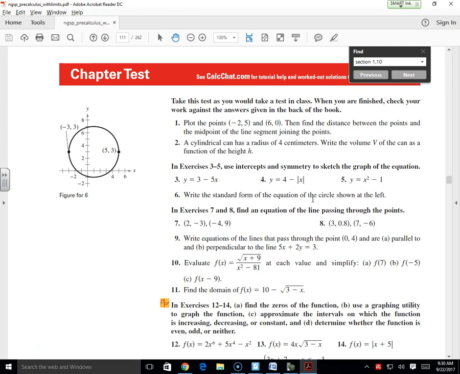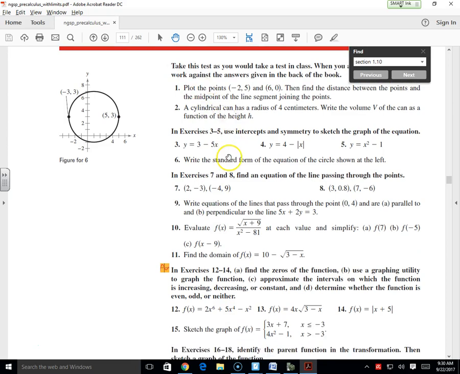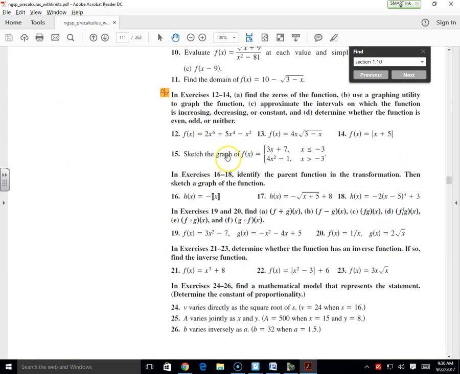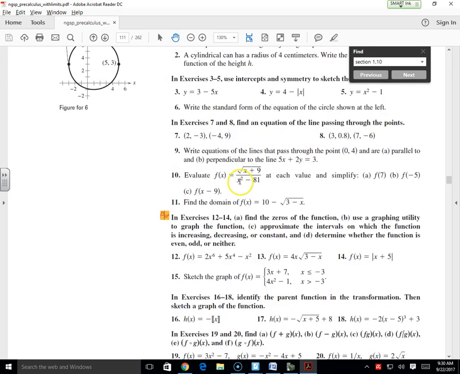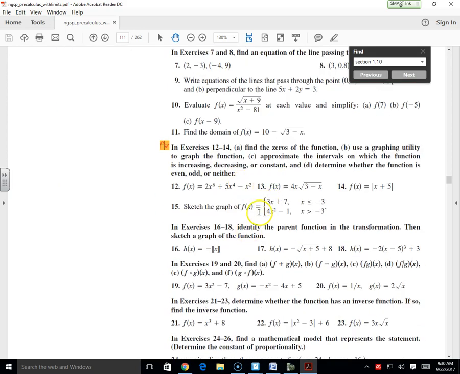Do you guys see evens on the review or the test? Okay, the chapter test, Calc Chat only has the odds, but the back of the book has the odds and evens. And this, the chapter test, guys, look, it's 1 page. That's it. 1 page and it's done. This goes from sections 1-1 to 1-10, and it probably somewhat goes in order.